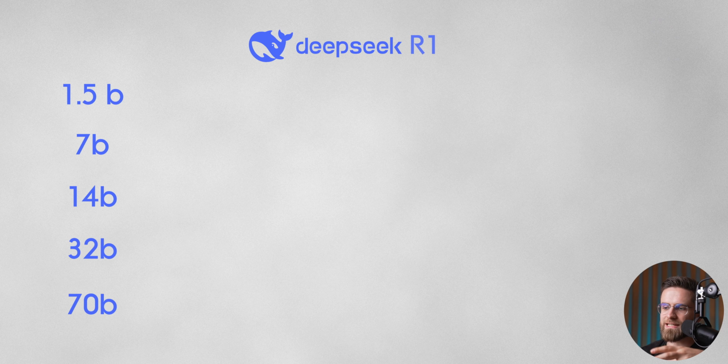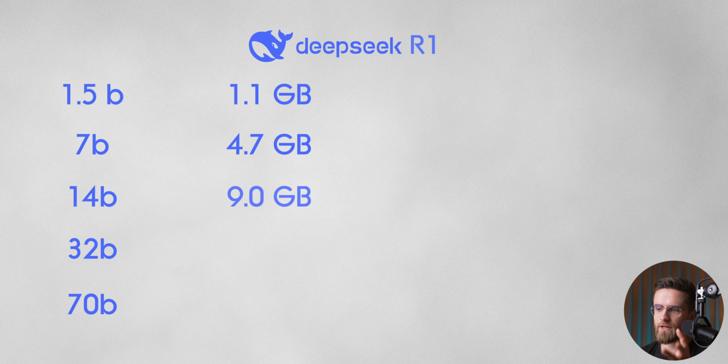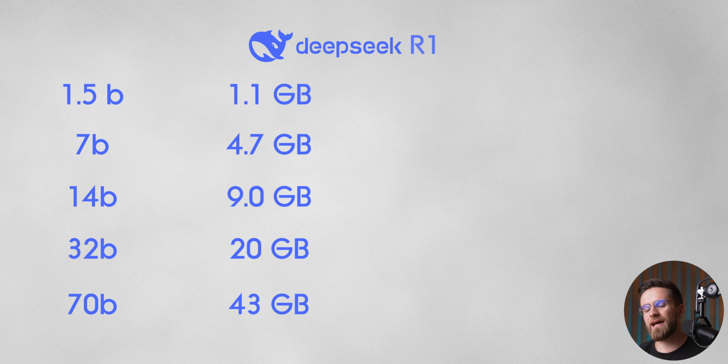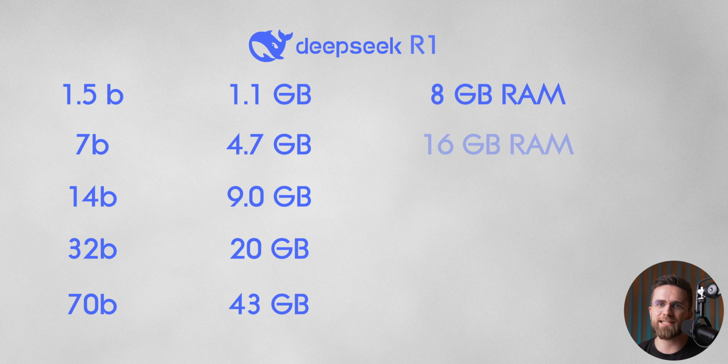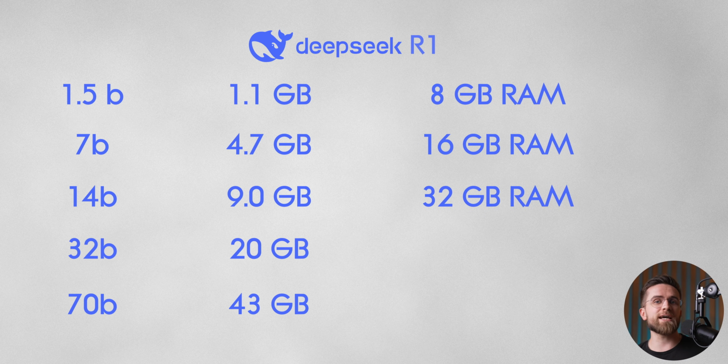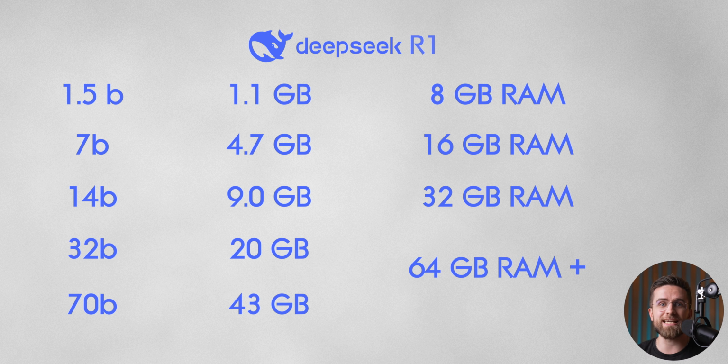The 1.5B sits at around 1.1 gigabytes, 7B hits about 4.7 gigs, 14B is around 9, the 32B lands at roughly 20, and the 70B model is a whopping 43 gigs. As for hardware, 8 gigs of RAM can handle 1.5B, 16 gigs does the 7B, 32 gigs is needed for 14B, and once you get to 32 or 70B, you are looking at 64 gigs or more.